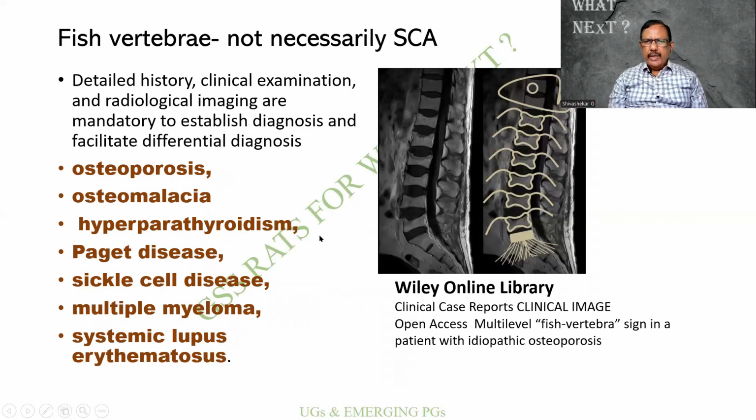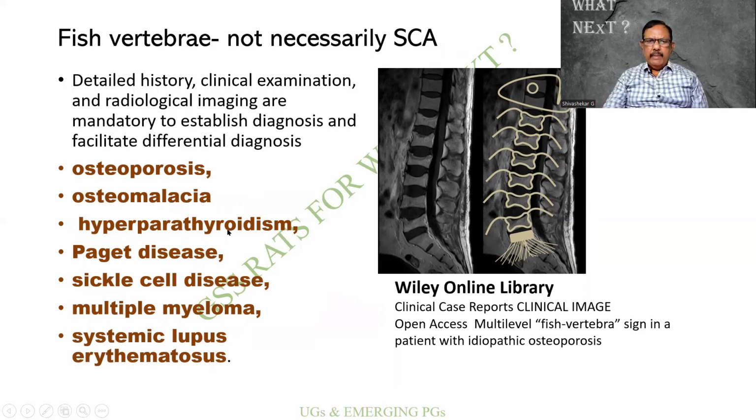So this is an important diagram per se. It is called the fish vertebrae. It is not necessarily seen in sickle cell anemia. Some MCQ books will be giving this as the fish vertebrae seen in sickle cell anemia. But it can be seen in a number of conditions, thanks to Wiley Online Library.